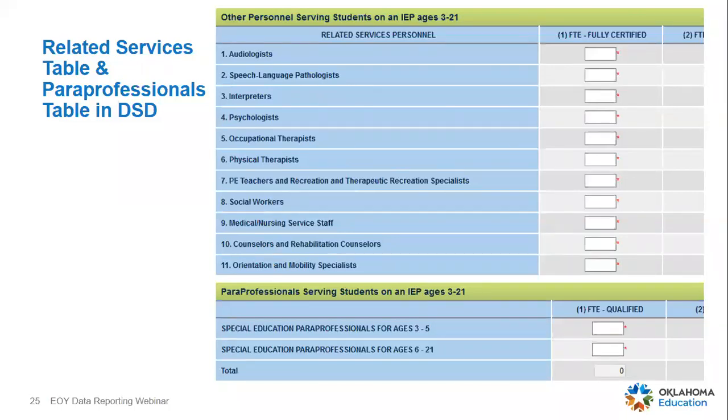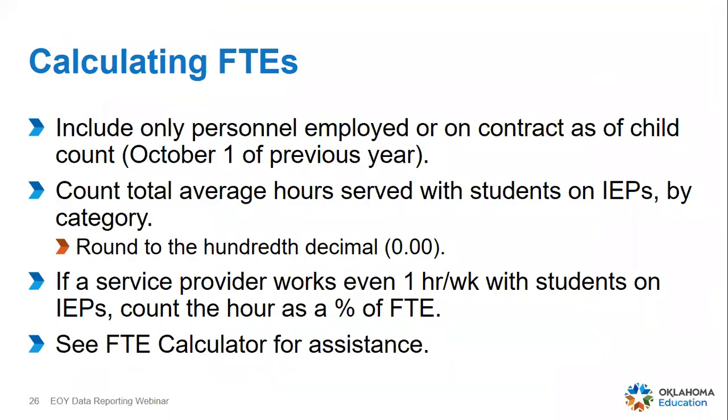This is what that table looks like. The first column is the fully certified. The second column is not fully certified, so report those accordingly. To calculate FTEs, you count the total average hours served with students on IEPs by that category, okay? So if you want to count by week, you can do by week. If you want to count by month or by year, you can do that too, and then you round to the 100th decimal. If a service provider works even 1 hour a week with students on IEPs, count that hour as a percent of FTE, okay? It's very important that we get a full view of that.